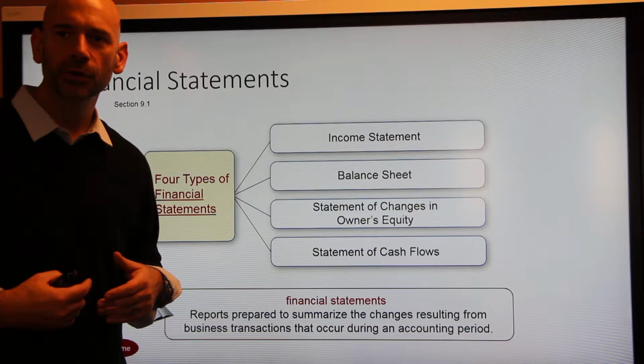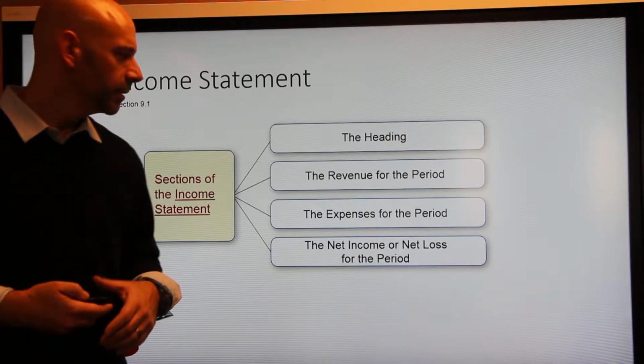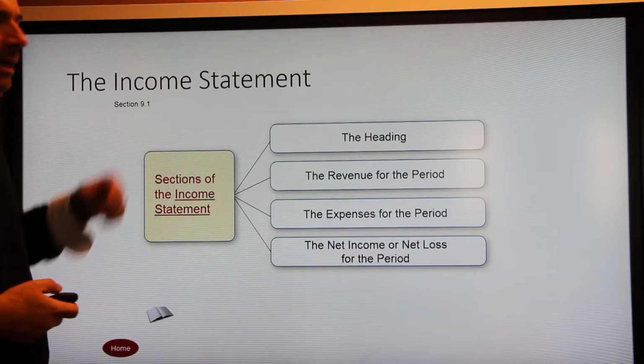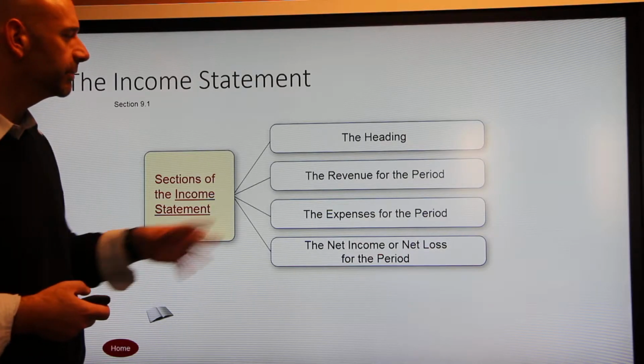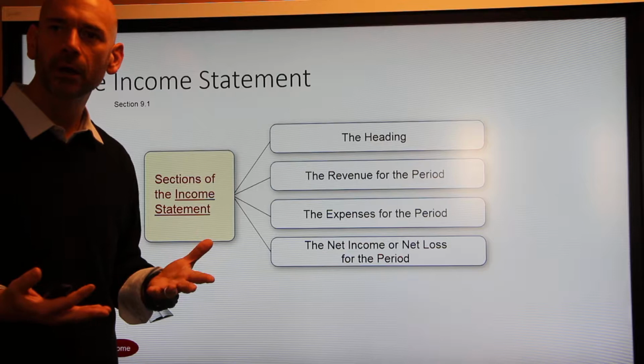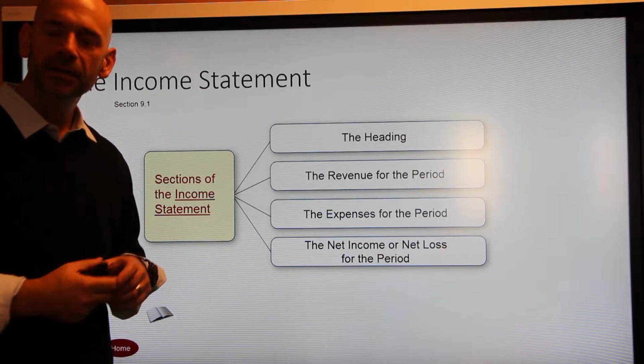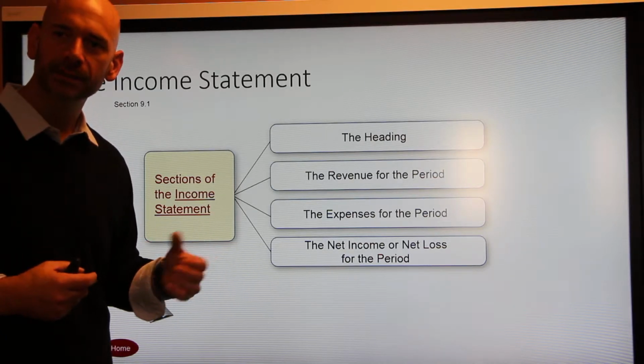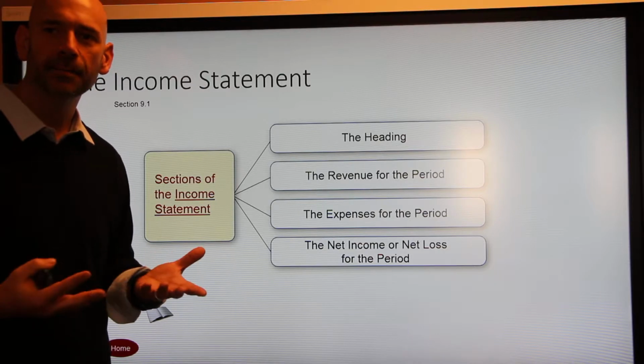So now I'm going to show you how to put them together. The first one that we're going to talk about is our income statement, okay? And there are basically four parts to the income statement. The first part is putting together your heading. Who, what, and when. The name of the company, the name of the report, it's income statement in this case, and then the time period that it covers.